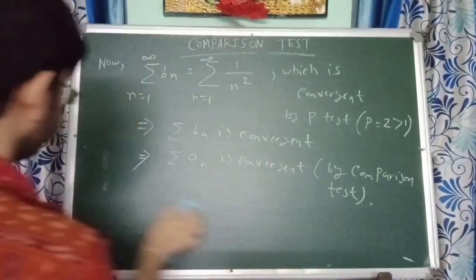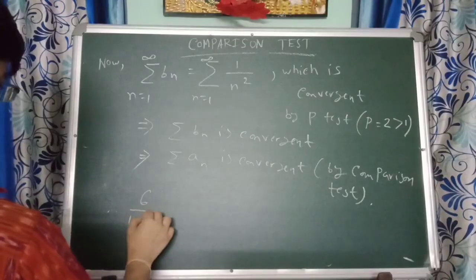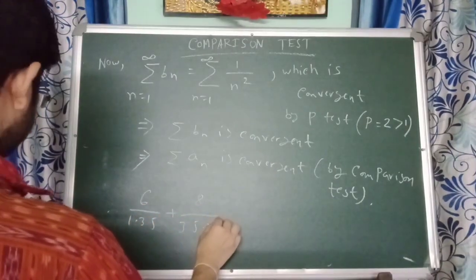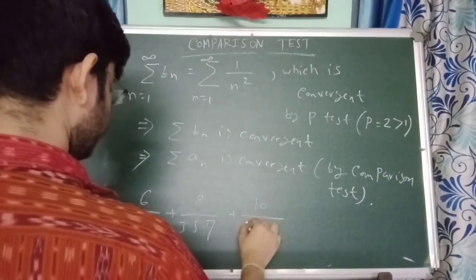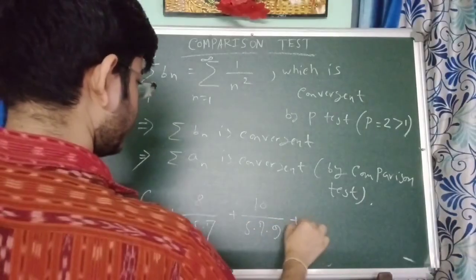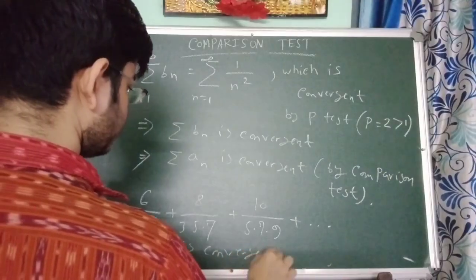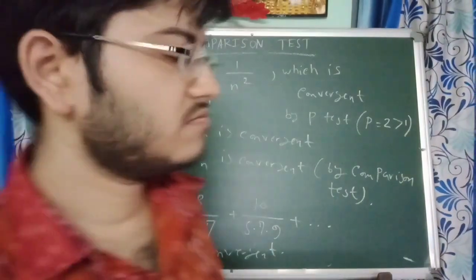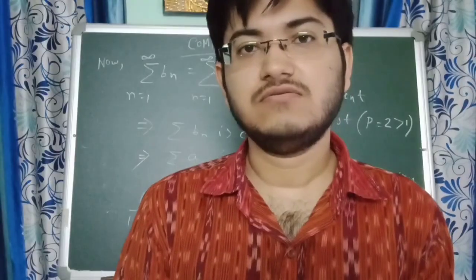So the original series 6 divided by 1 into 3 into 5 plus 8 divided by 3 into 5 into 7 plus 10 divided by 5 into 7 into 9 and so on is convergent. So this is the complete problem solution, and now we stop here.